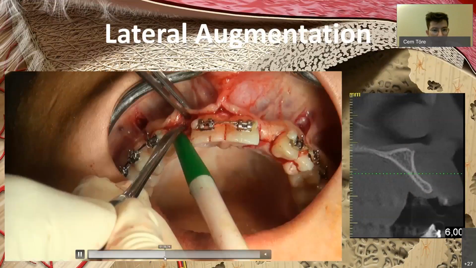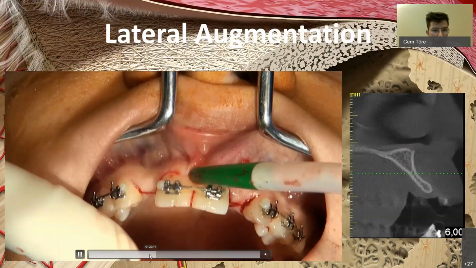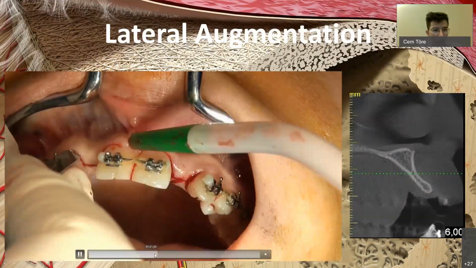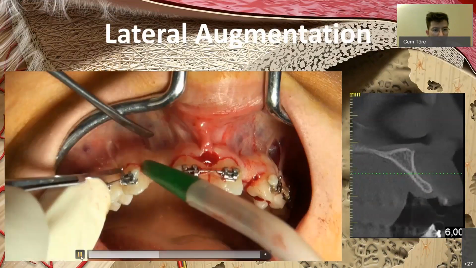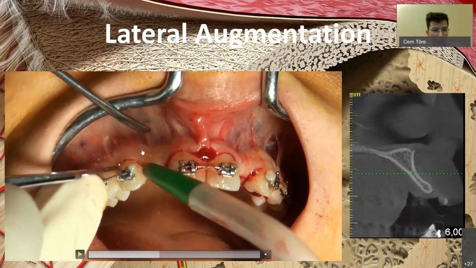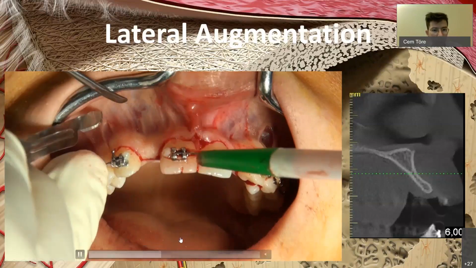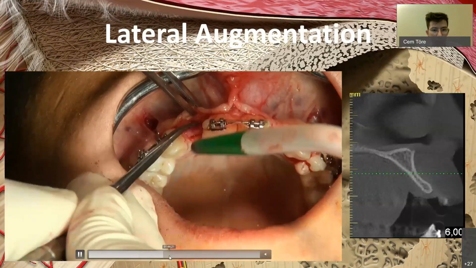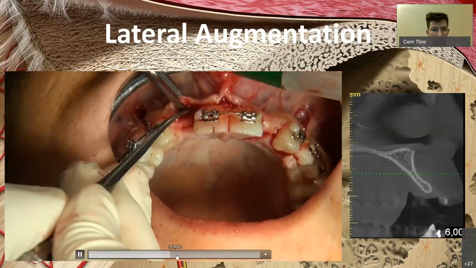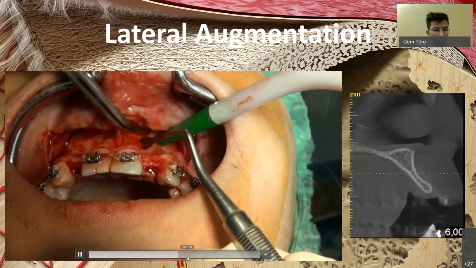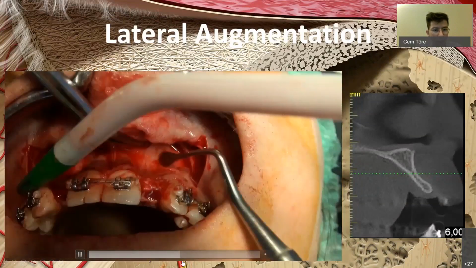We are raising the flap, but something I want to show you here is where we place our vertical incisions. We are operating on this part. You always want to go either one or two teeth behind the area to widen your area of operation for ease of operation. This is important. We are lifting, elevating the flap, making sure there's no soft tissue in the area.